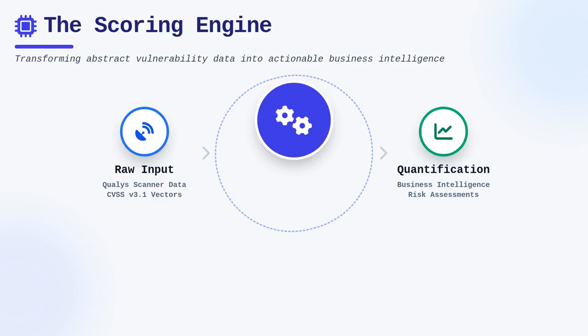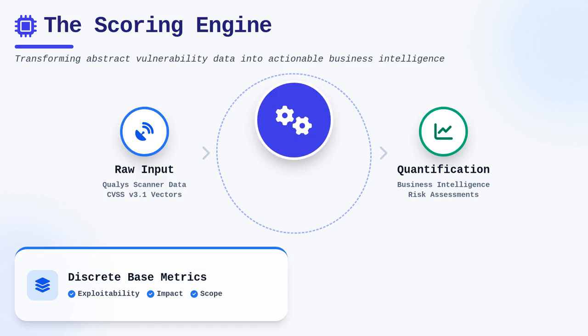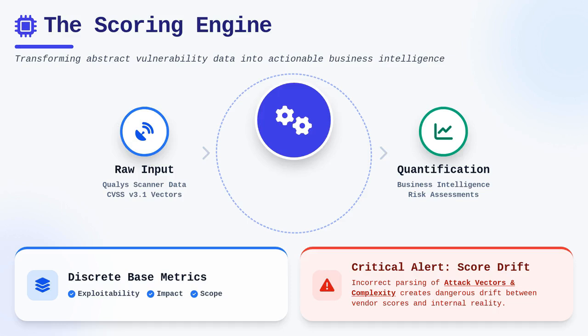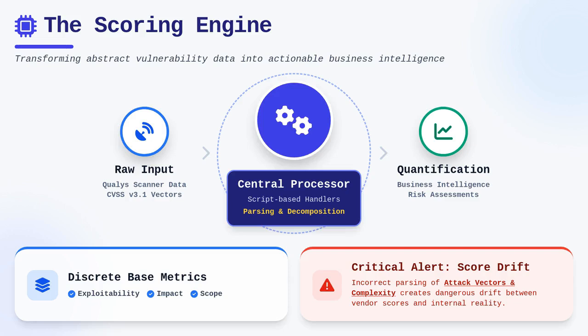Your architectural task involves decomposing this string into its base metrics, including exploitability and impact subscores. This process requires a precise understanding of the formulaic relationships between attack vector, complexity, privileges required, and scope. If the system fails to parse these segments correctly, you introduce significant drift between the vendor-provided base score and your internal risk assessment. We manage this through script-based handlers that extract specific segment identifiers from the raw input block.